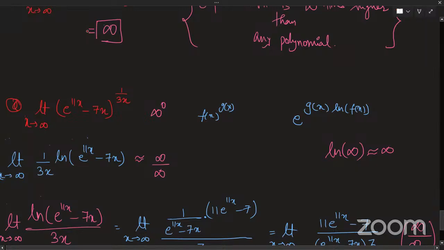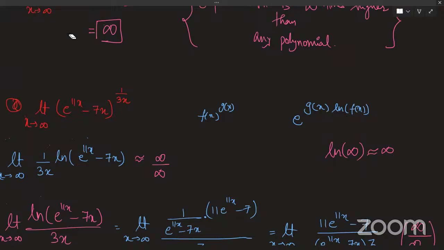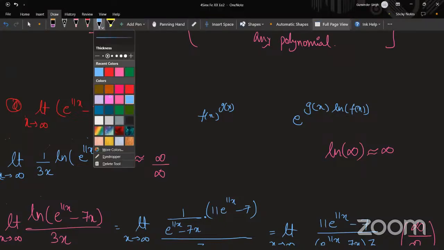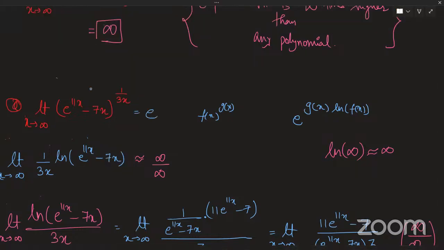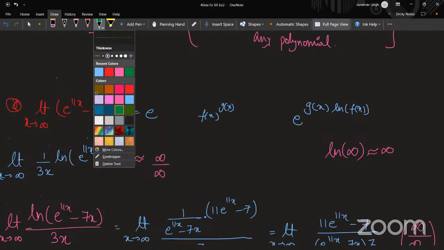No, sir. What is my final limit? What is it? My final answer. E raised to 11 by 3. Okay, great. E raised to 11 by 3. That is my final answer.